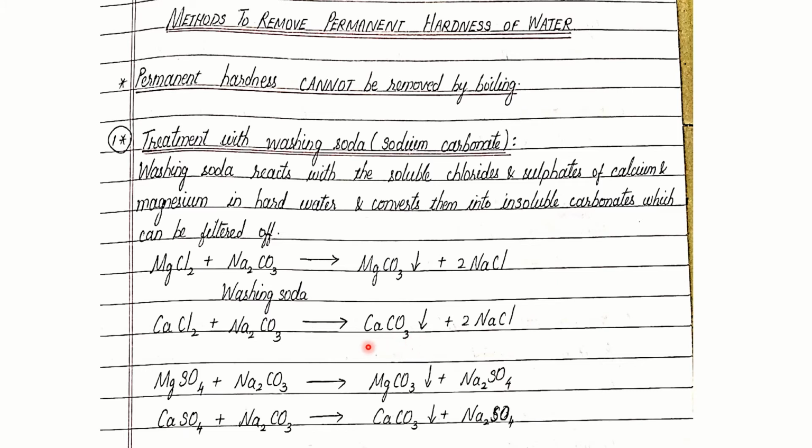Calcium carbonate can be easily removed by filtering. Now magnesium sulfate and calcium sulfate, when they react with sodium carbonate, lead to the formation of magnesium carbonate and calcium carbonate respectively, and since they are precipitated, they can be easily filtered off. The resulting filtrate will be soft water.